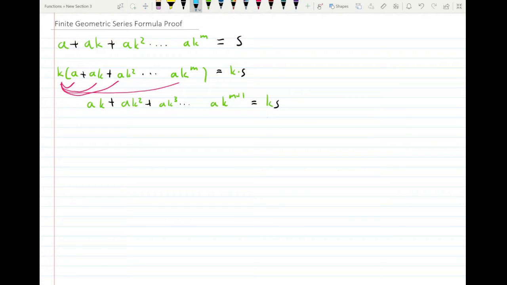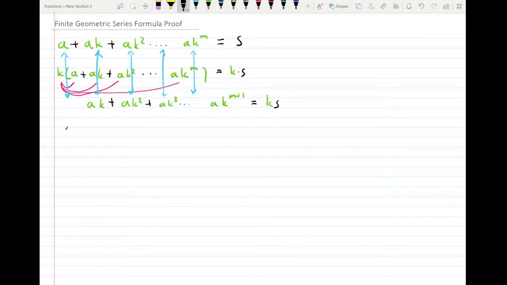Notice now, though, that the left-hand side of this equation is almost identical to the left-hand side of our original equation, right? AK appears in both of them, AK squared is in both of them, AK cubed is in both of them, even though it's not shown in the first line, all the way up to AK to the M being in both of them.